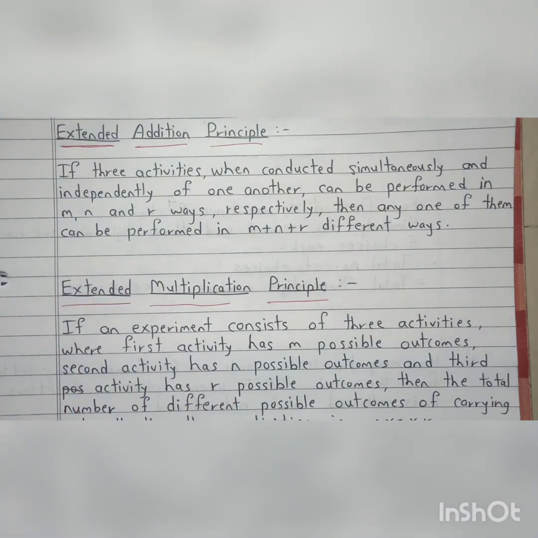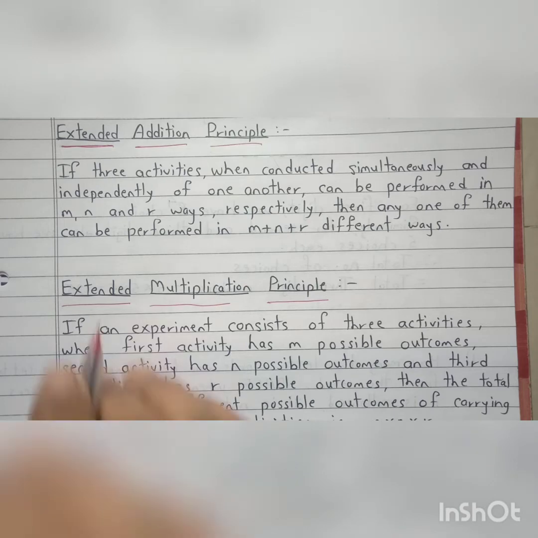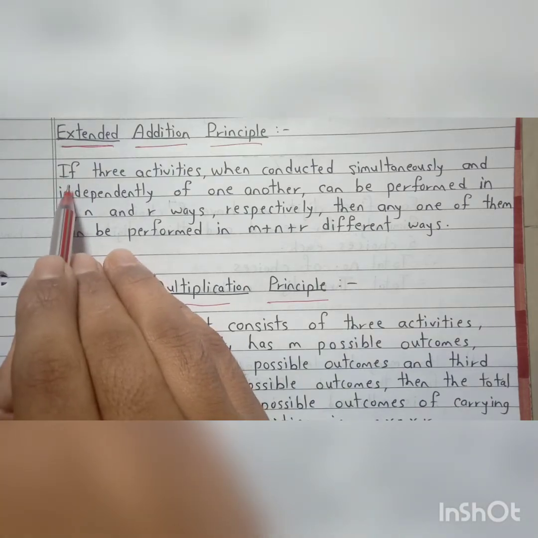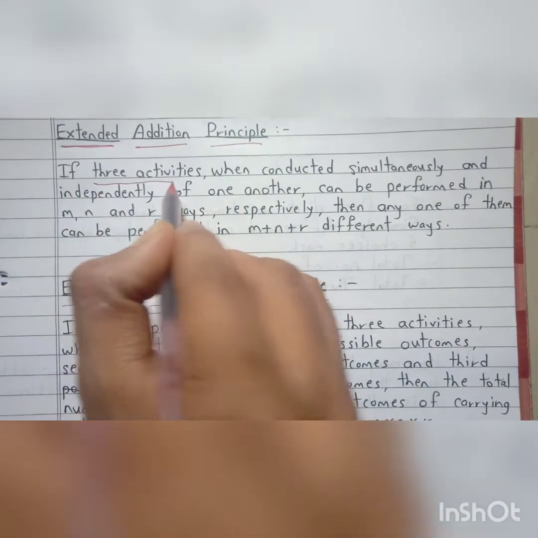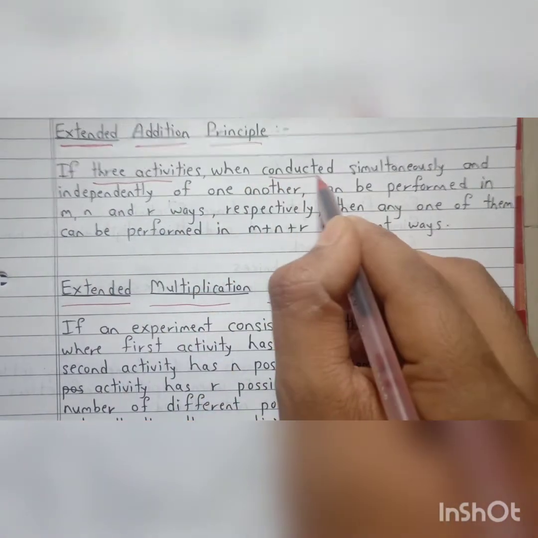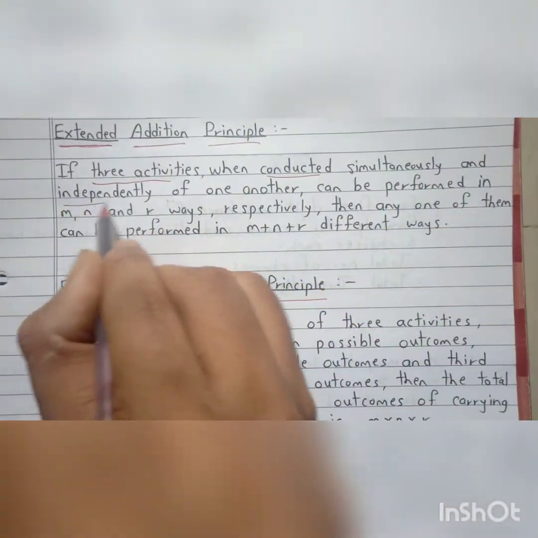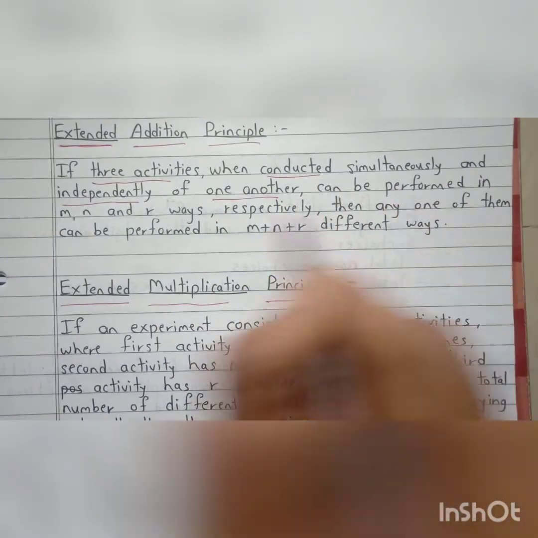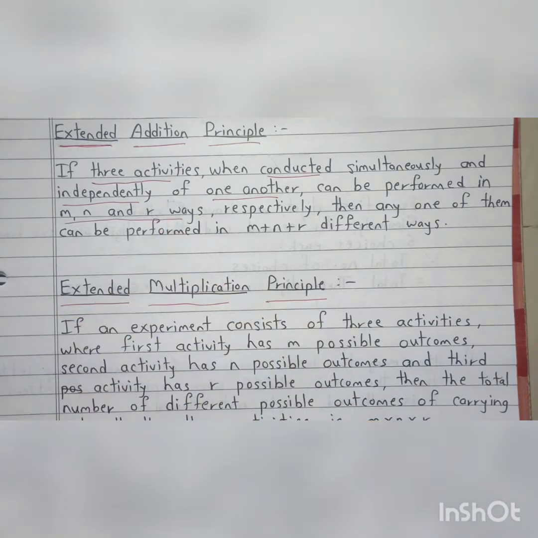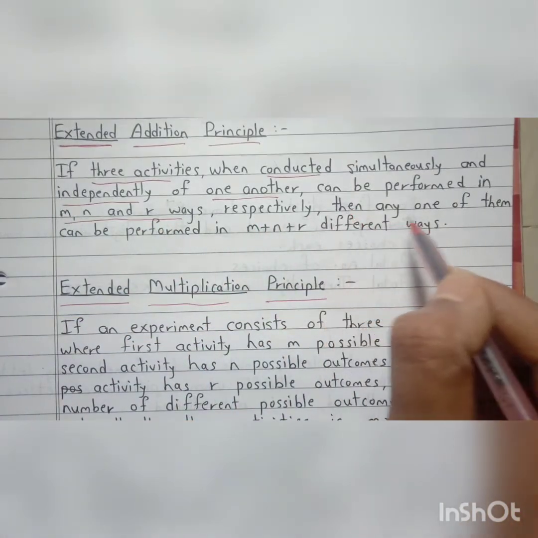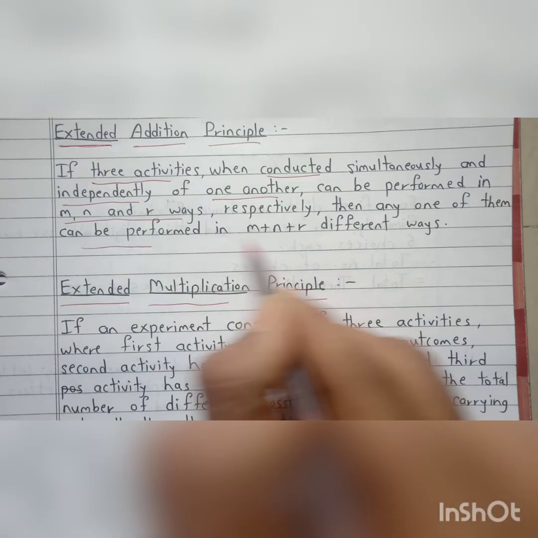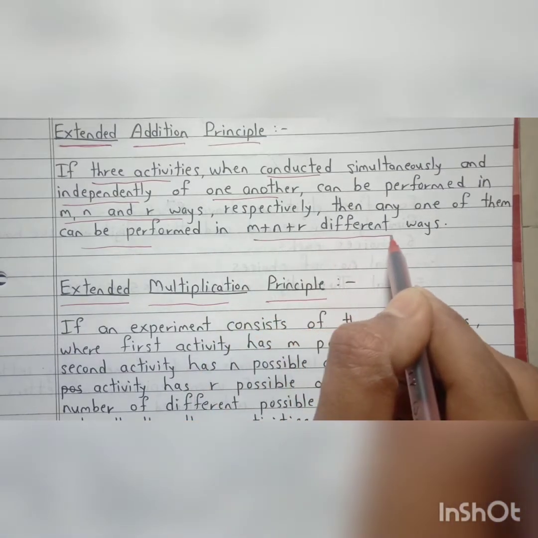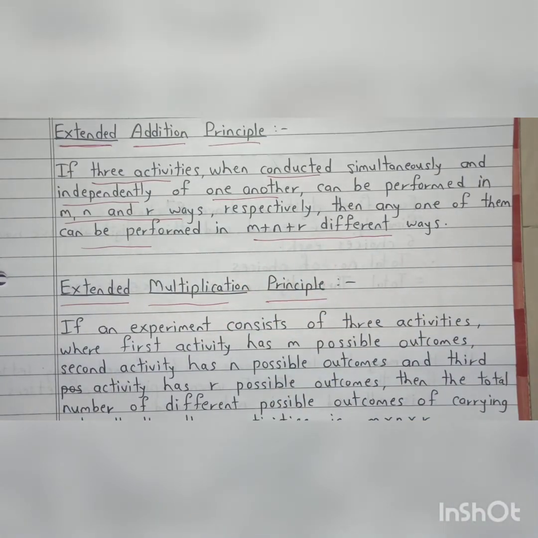Now what exactly are we going to extend? Let's see in the statements. So we can read here, if three activities, when conducted simultaneously and independently of one another, can be performed in M, N and R ways respectively, then any one of them can be performed in M plus N plus R different ways. So you can observe here that we have increased the number of activities.